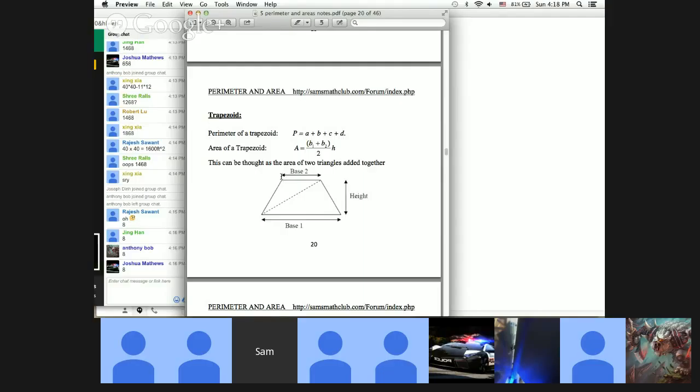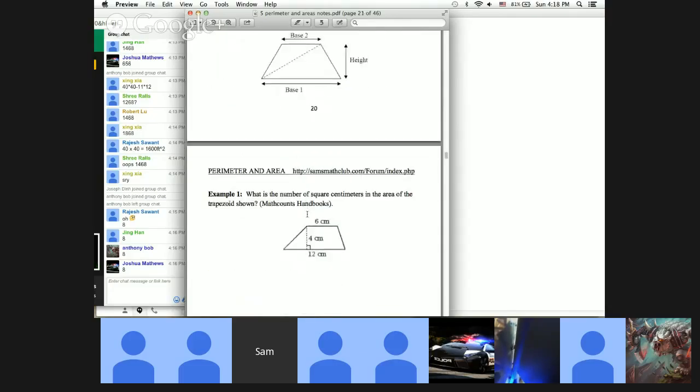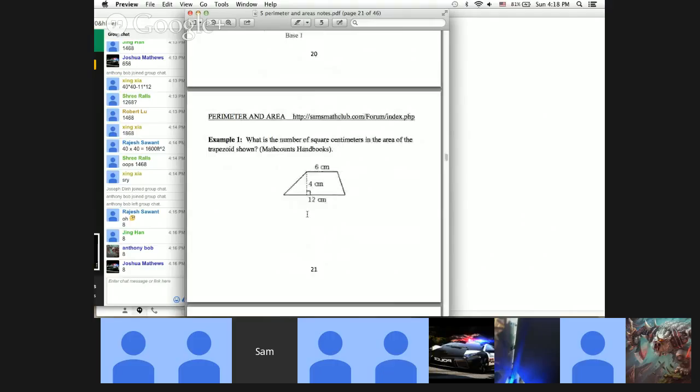So it's just base 1. The bases are the two lengths that are parallel to each other. So base 1 plus base 2 times the height divided by 2. So just good to memorize that. Okay, so let's apply that to this example. What is the number of square centimeters in the area of the trapezoid shown below?